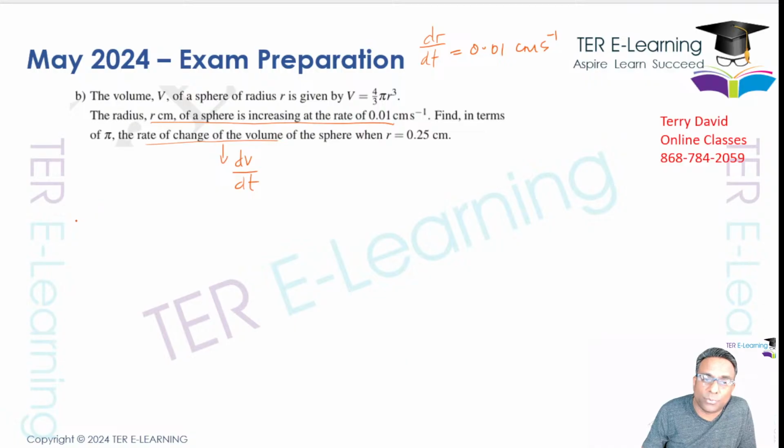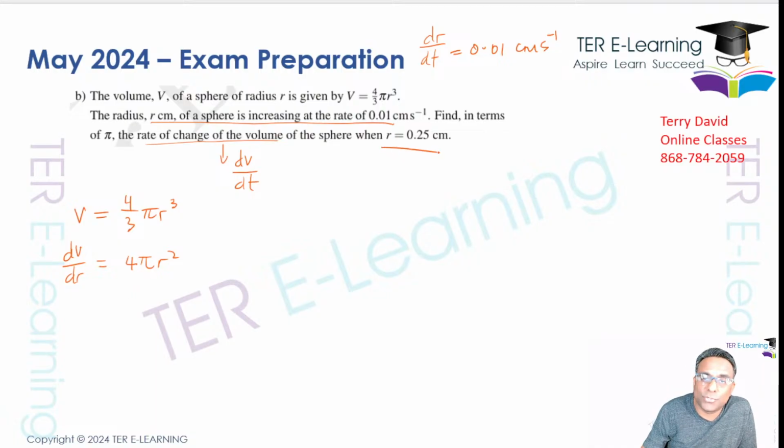So here's what we're going to do. We're going to start off with the formula for the volume, which is 4/3 pi r cubed. The first thing I'm going to do is work out dV/dr. From this, I can get a differential of the volume. If I differentiate this, I'm going to get 4 pi r squared. So that's what I get when I find dV/dr.